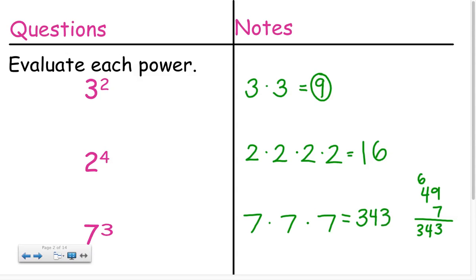The reason we did these 3 problems is we want to make sure that you remember that 3 squared isn't 3 times 2. 2 to the 4th power isn't 2 times 4. And 7 to the 3rd power isn't 7 times 3. The big number, the exponent, tells you how many times to multiply the biggest number.